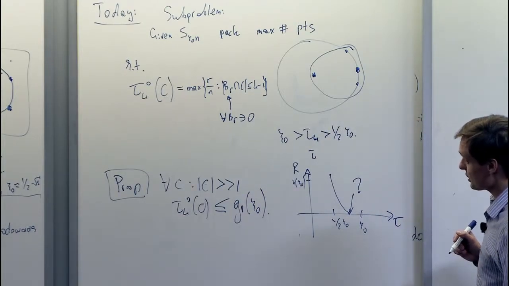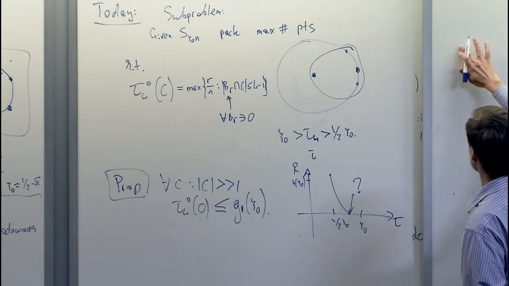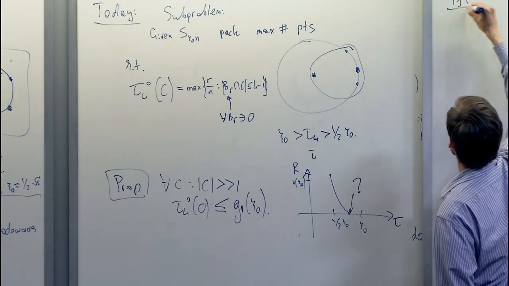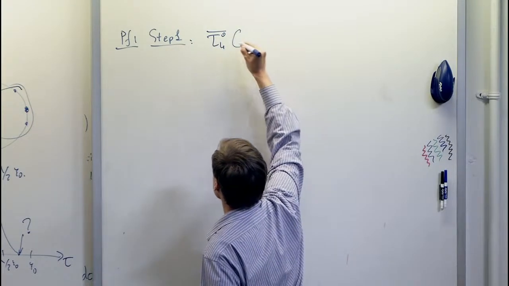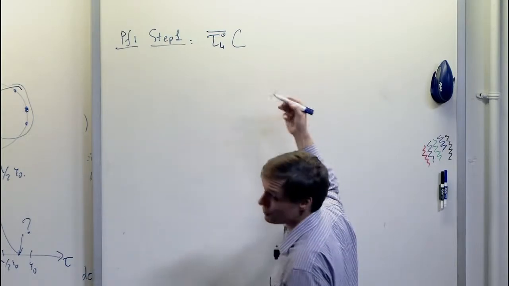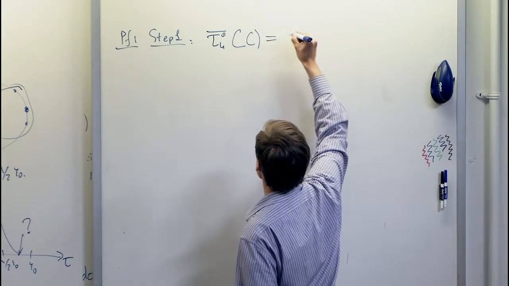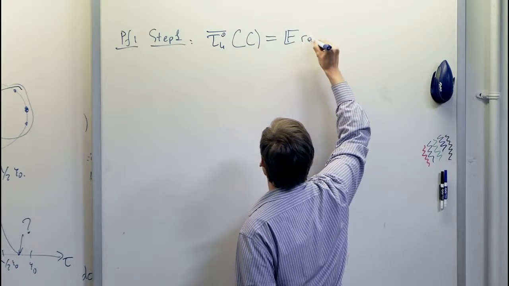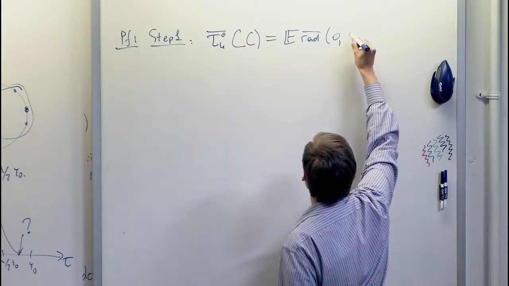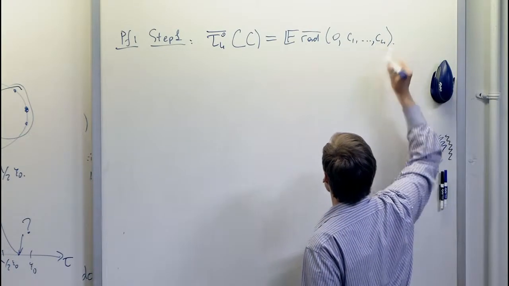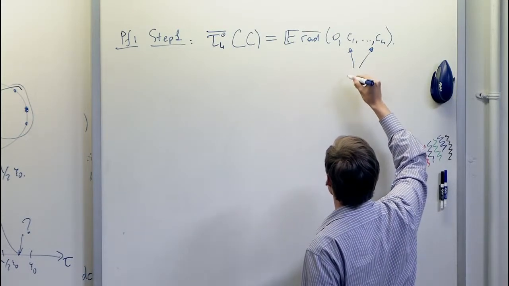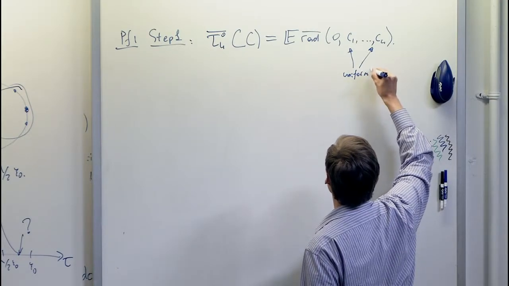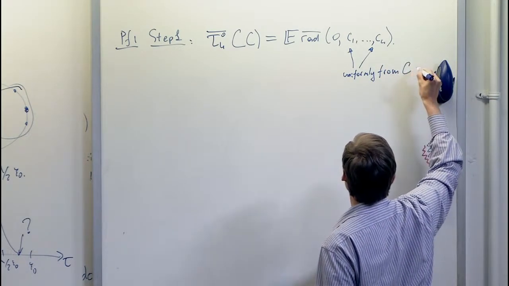Let me first do the following simple computation. The proof has a warm-up step 1. Let's consider a different metric of the code. I will call it tau L bar, which is the average radius. This is going to be the expectation of the radius of 0, C1 up to CL, where these are taken uniformly from C.